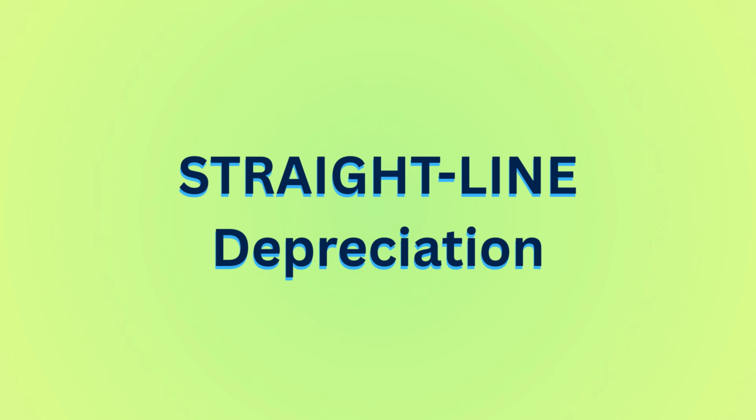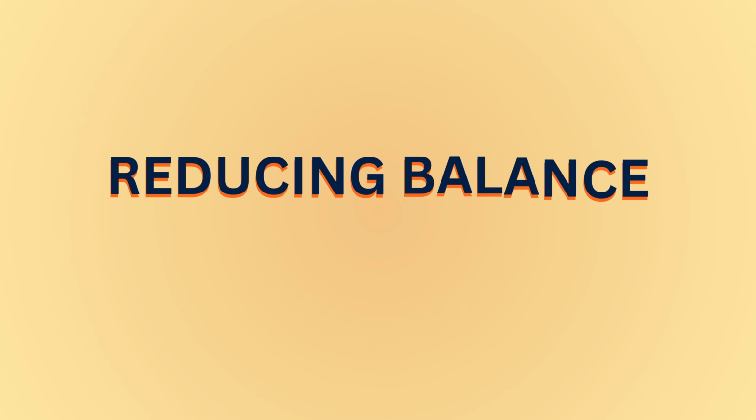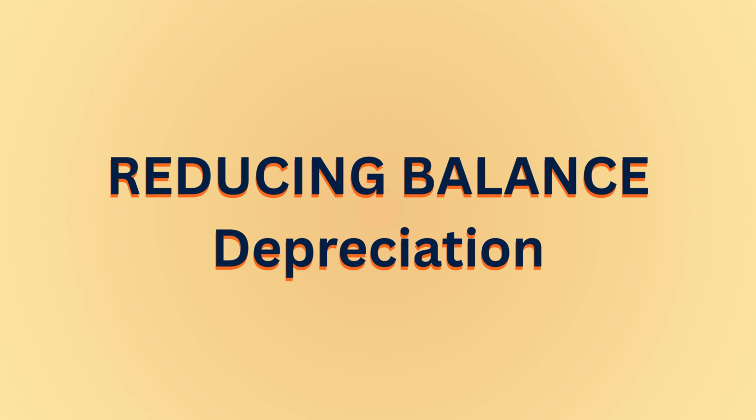We have looked at straight-line depreciation, where the same amount is charged every year. Now we are moving on to a different method, called reducing balance depreciation. This method is used when an asset loses more value in the earlier years and less value as it gets older. So this method does not spread depreciation evenly.